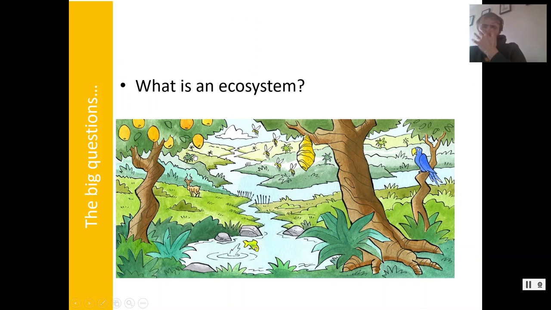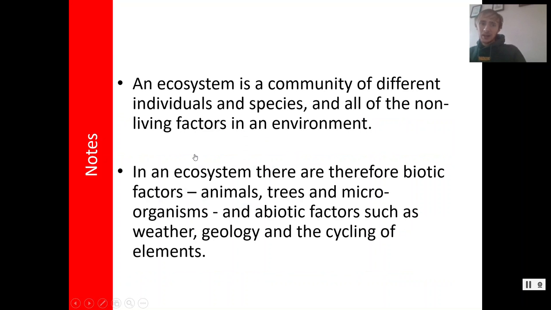Right, so the next question we have to think about is what is an ecosystem? So I'm sure we've all heard of this term before, but what is an ecosystem? Well, the word ecosystem simply means a community of different individuals and species and all of the non-living factors within an environment that affect them. So, we're talking about not only the living things in an area, but also the abiotic factors.